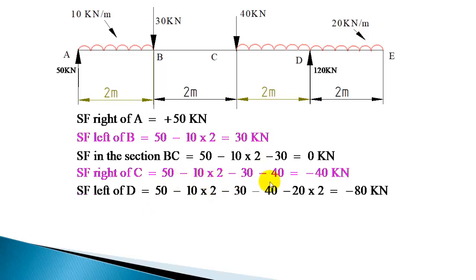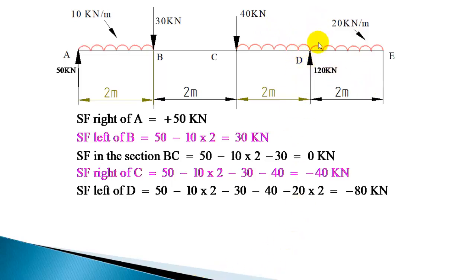Summing up again, this part I have already shown, that is minus 40 minus 20 into 2, that is this part of load, and since it is downward, negative shear force, so minus 80 you get. Summing up, 50 minus 20 minus 30 minus 40, and this part of UDL, 20 into 2 minus 40, that is the shear force left of D.